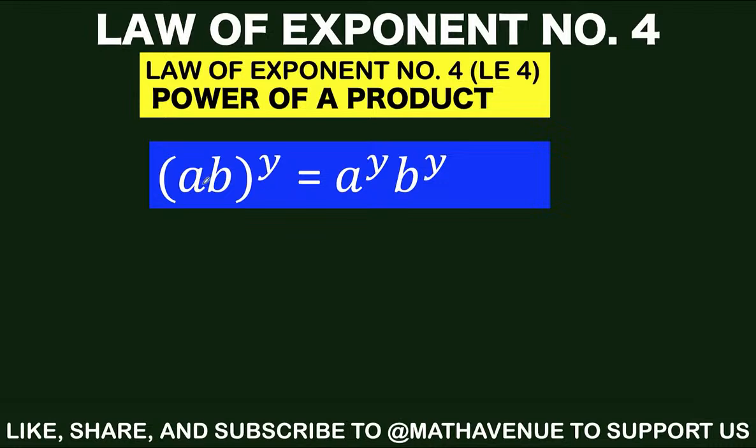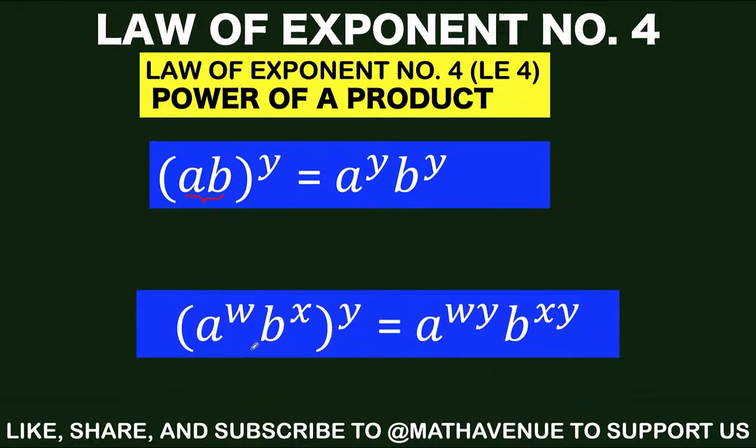The only thing that happened here is you have 2 factors in the base. And this one says, if you have 2 factors raised to a common exponent, then that is equivalent to getting the first factor and raising that to the exponent times the second factor raised to the same exponent.